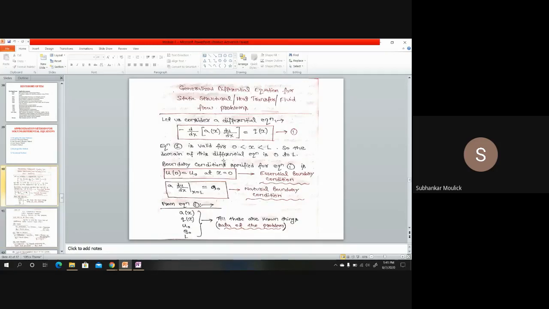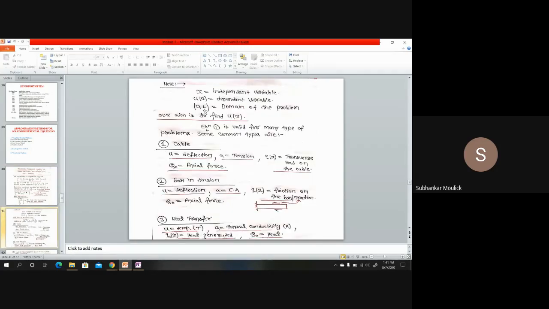And what is this 0 to L? The 0 to L is nothing but the domain of my problem. That is the maximum portion of my problem. Sir, what is 0, is it the minimum? Range.